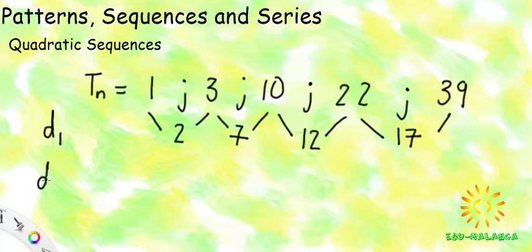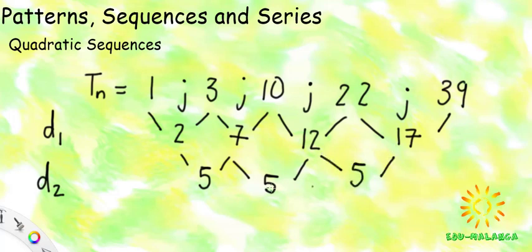Let's get now the second difference, D2. 7 minus 2, that's equal to 5. 12 minus 7, that's also equal to 5. And 17 minus 12, that's also equal to 5. So yay, our second difference is common. So we know that we are looking at a quadratic sequence.